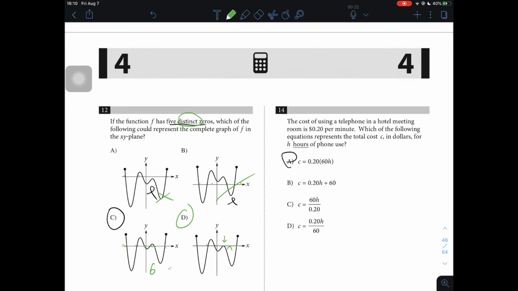And number 14. The hotel meeting room is 0.2 per minute. This is always the time to focus on units. I'm going to write this up again. Which of the following equations is in hours? You see, they even underline this for you. So how do you transform from hours to minutes? If H equals 1 hour, how many minutes is there? You times 60, right? So whatever hours there are, you just times 60. So now you just get to whichever equation has times 60. So it's here, it's here. And 0.2, what does dividing by 0.2 mean? It doesn't mean anything. So the answer will be A.